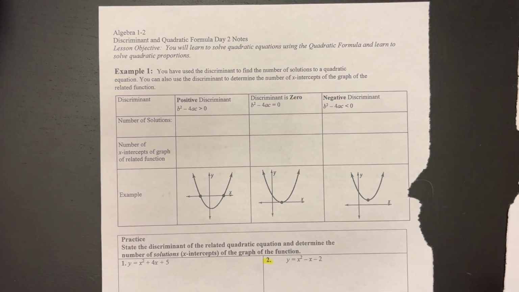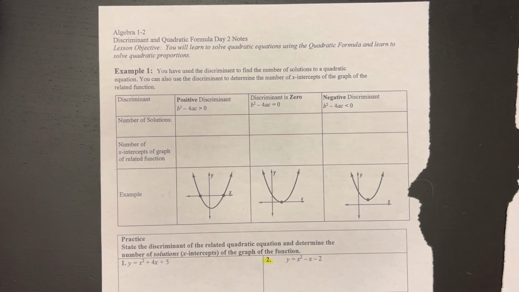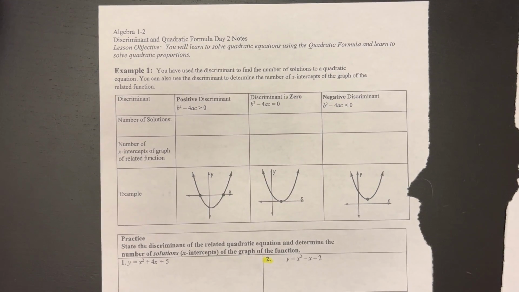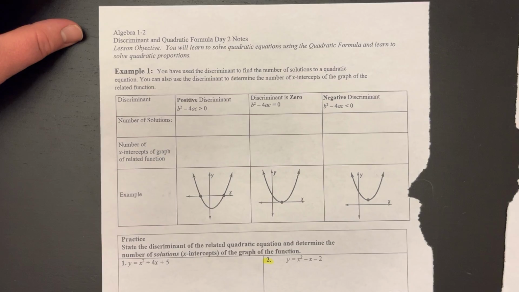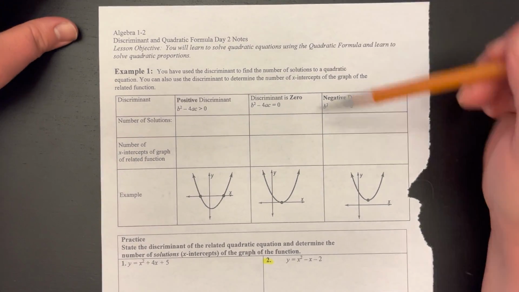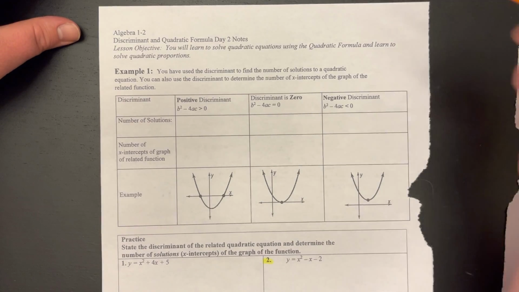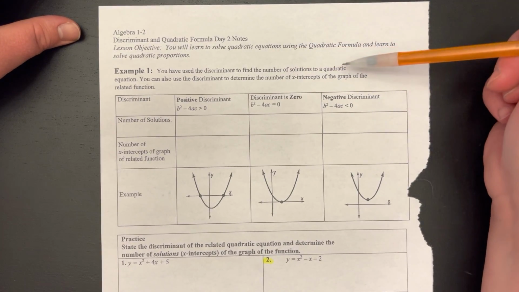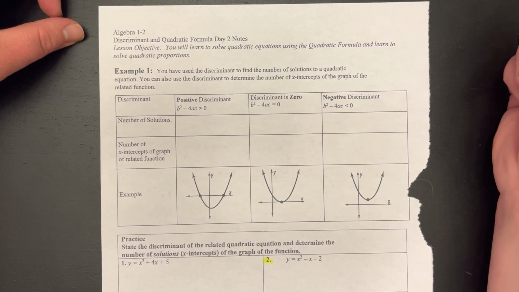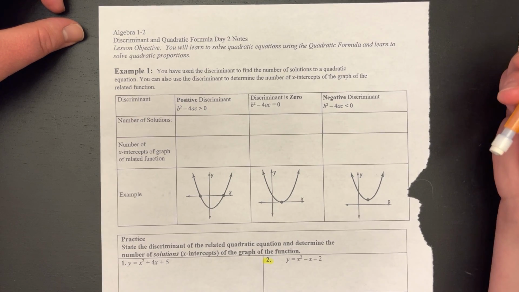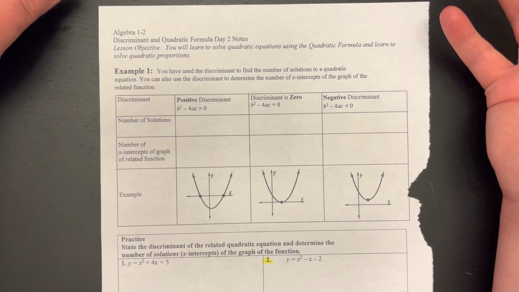Hey guys, in this video we are going to continue our discussion on the discriminant and quadratic formula to make sure that you get plenty of practice with it. All right, so at the top of page 62 in your notebook, we have a little table here about the discriminant once again. So it says you've used the discriminant to find the number of solutions to a quadratic equation, but you can also use the discriminant to determine the number of x-intercepts on the graph of the related function, which is basically the same thing we talked about.